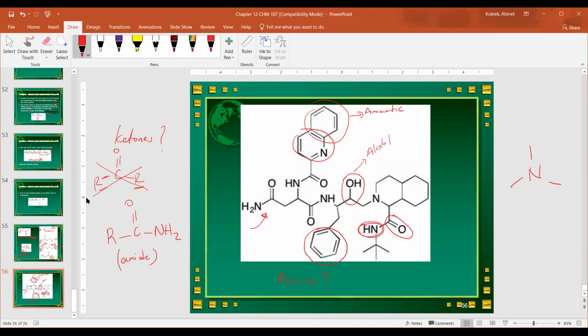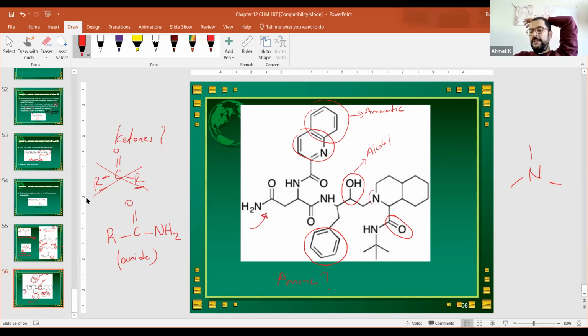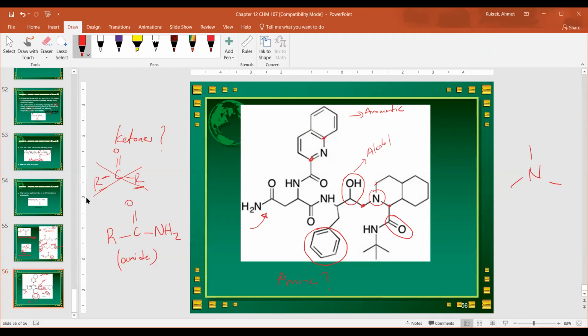Because we already said that this is an amide. But if you look at this one right here, the one above it, this one is attached to carbons here, right? So this is an amine. And also this one is a different type of amine, but it's still an amine because nitrogen is again attached to carbon and carbon. So I can treat this as an amine as well.